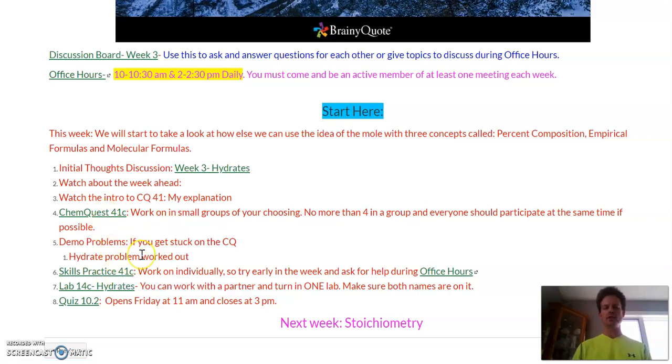Skills practice. This week's a little bit different. It was kind of like last week, but I didn't get to explain that: the only one you have to do initially is the ChemQuest, and then you can do the skills practice and lab in any order. So they're there for you.